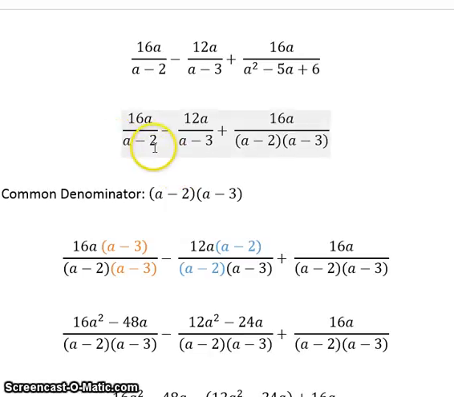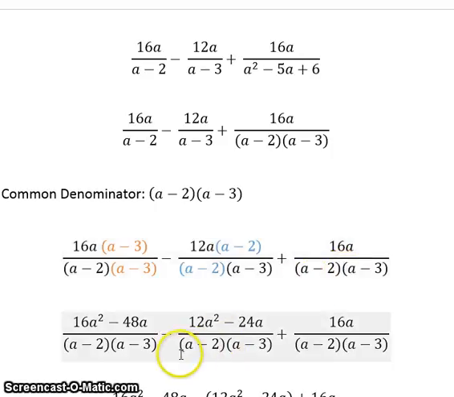Here's an a minus 2 term, here's an a minus 3 term, and there's no new terms showing up in this one. So the least common denominator needs to have an a minus 2 multiplied by an a minus 3. To get that in this first expression, multiply by an a minus 3. Make sure you do it on top and bottom. Here, multiply by an a minus 2, again on top and bottom. And this one's already taken care of.